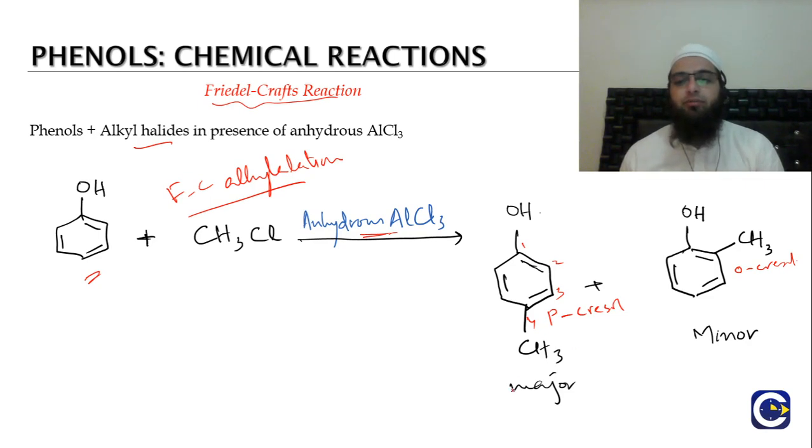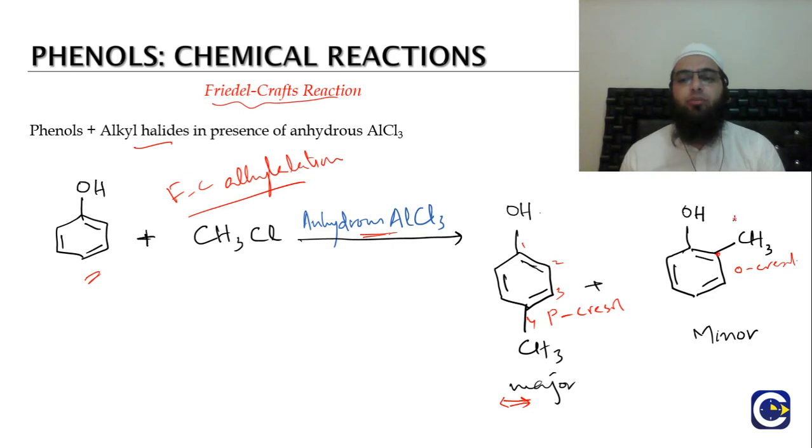And one thing that we have to remember, this is the important point in this reaction, that the para product is the major product. In Friedel-Crafts alkylation of phenols, the para product is the major product. Why? Because at this position the CH3 is far apart from the hydroxyl group, because CH3 is a bulky group. At the ortho position, it creates steric problems.